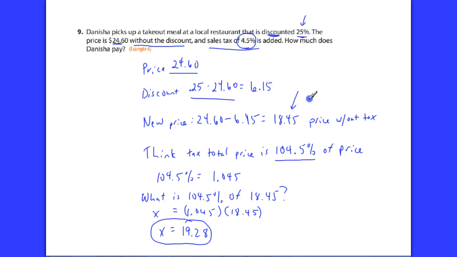If you understand how to do that by just finding the tax and then adding it back, that's fine too. This is just a little bit faster for you.